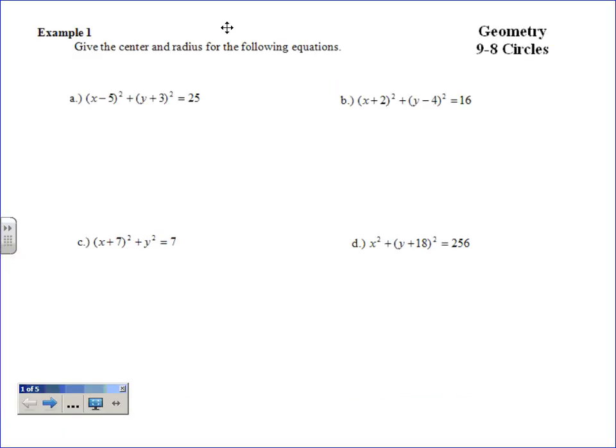So now we're not dealing with whether these two secants hit each other inside or outside, or whether there's a tangent. No, we're not doing that in 9-8. Basically, all we're doing is I'm giving you equations.